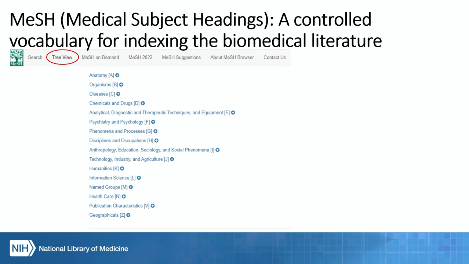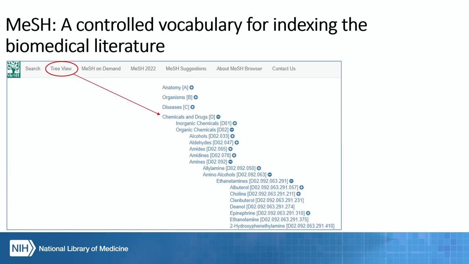The MeSH tree consists of 16 main branches, and these are organized conceptually. We have anatomy terms, organisms, diseases, chemicals, and so on. Of course, each of these branches has its own sub-branches. They are organized conceptually and in a hierarchical manner.